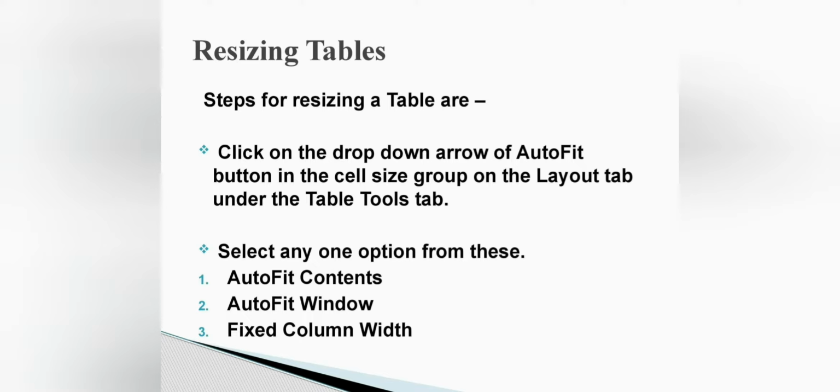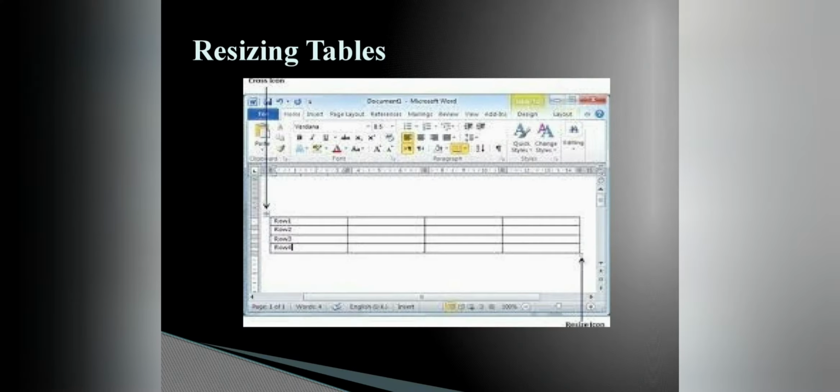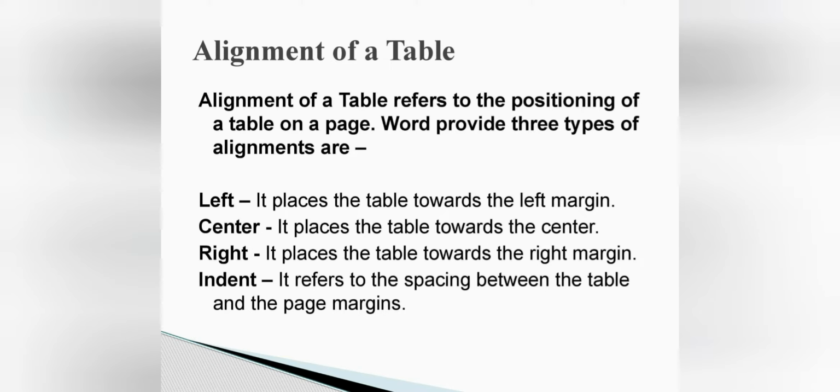Once you go on the AutoFit button, you will get all three options which we discussed in the previous part, the criteria for resizing a table: AutoFit Contents, AutoFit Window, and Fixed Column Width. Accordingly you can resize your table. Here you can see the picture showing this resizing of a table, by which we can resize the table. We'll do it practically later on also.